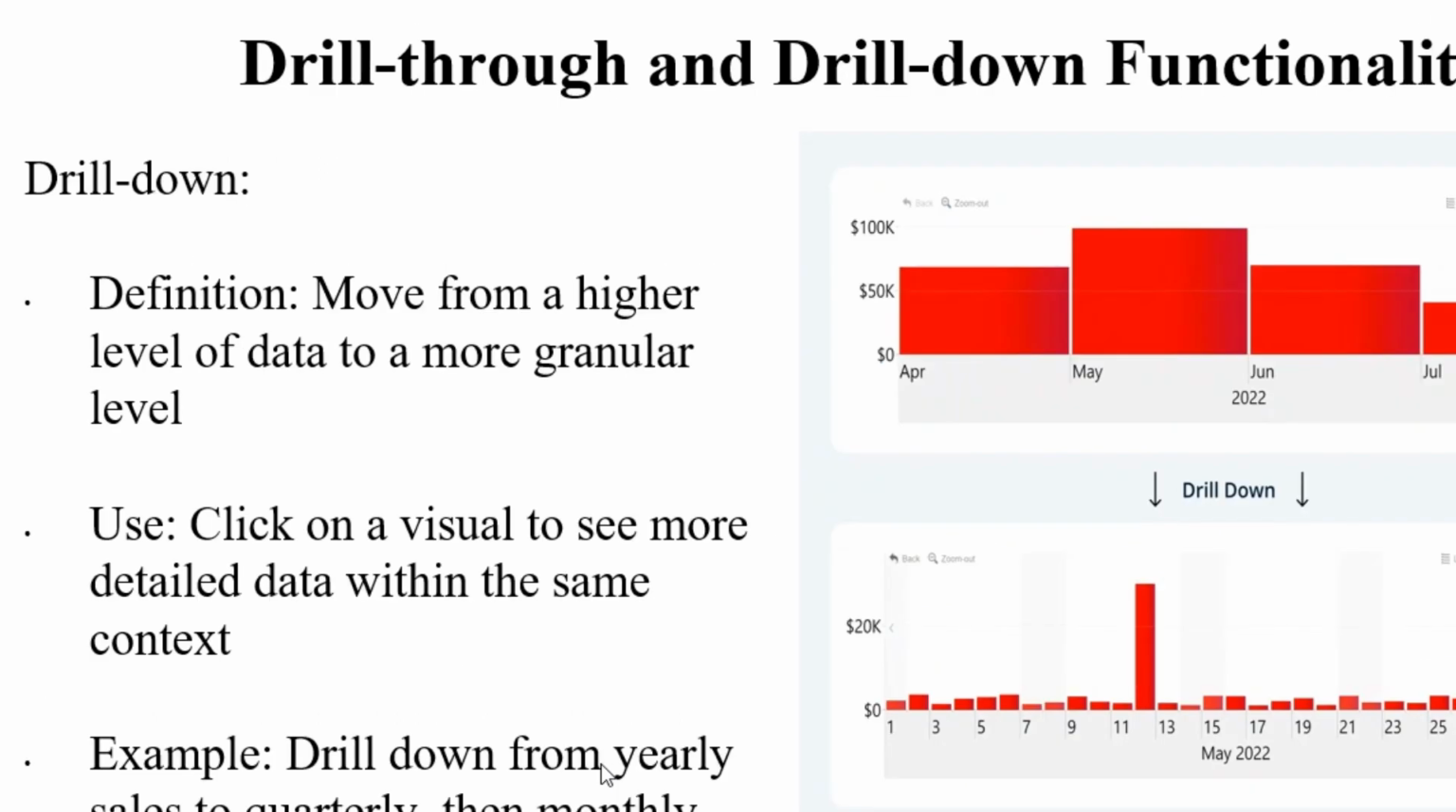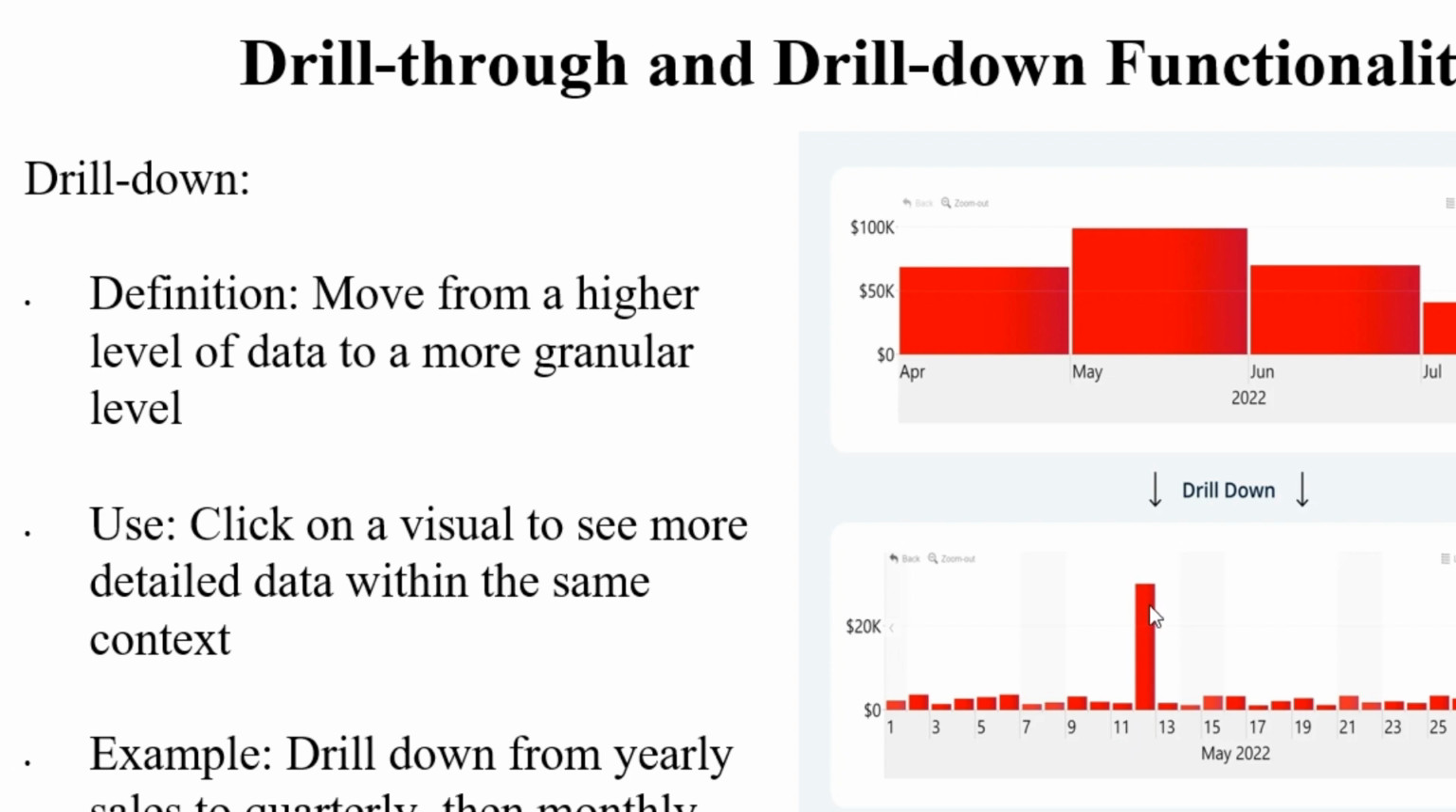So we also have drill down. Drill down is where you move from a higher level of the data to a more granular level. So, for example, you look at this now, and when you click on drill down, it takes it down to a particular month, May. You could see we have the months April, May, June, July. Now I want to focus on May. When I click on drill down, it takes it down to the number of days present in May. So, for example, on a particular day in May, we were able to make more than $20,000, which is showing here, that's May 12th. I was able to drill down and say, oh, May 12th.